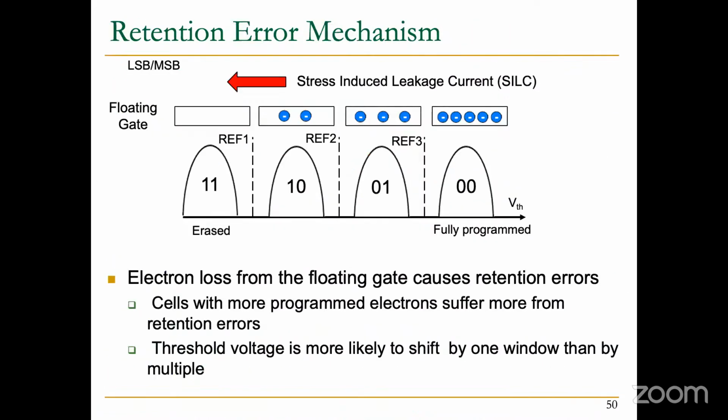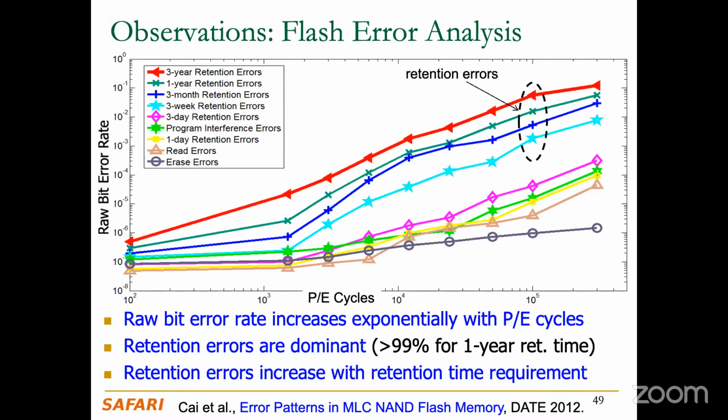And basically, retention errors increase with retention time requirements. This is also expected. If you need your data to be there for 3 years, you will have a higher number of errors. If you want to keep your data for 5 years without touching or modifying it, you will have even higher errors. So that's one of the important things.